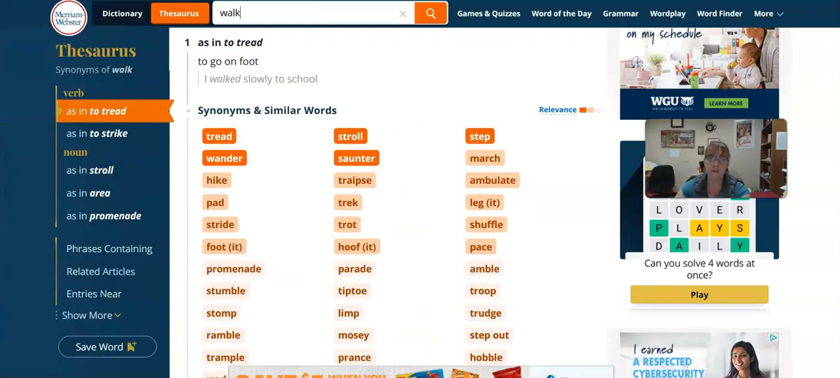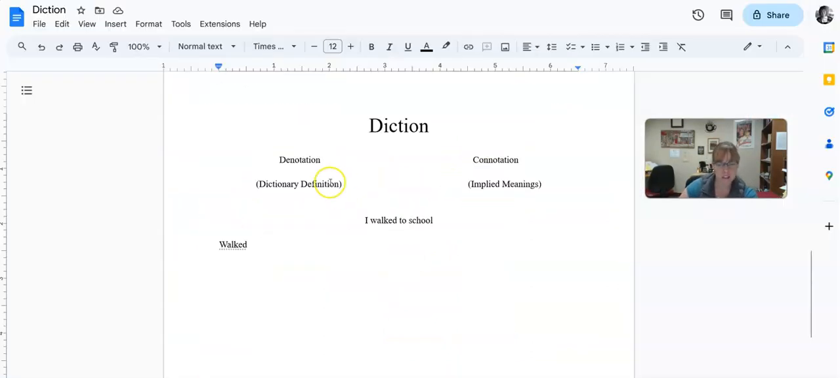So for walk, we've got all kinds of synonyms, right? Tread, wander, stroll, saunter, traipse. Ooh, that's a good word. Ambulate. Okay, so treaded, sauntered, ambulated, strolled. Okay, these are all words that we could choose from, right? Because we just really want to sound good.